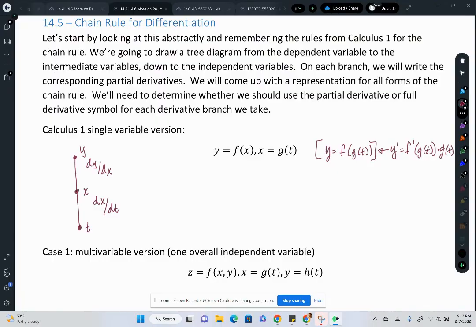And so then if I want to write up what y prime looks like, y prime is actually going to be dy dx times dx dt, which is exactly what we had with the f prime of g of t times g prime of t. Okay.